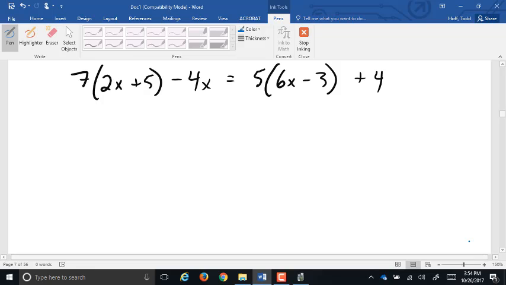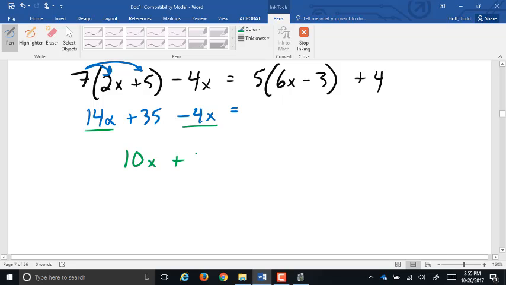So we're going to start out on the left side, combining what we can. We're going to multiply by the 7. So 7 times 2x is 14x. Good. 7 times 5, 35. We still have the negative 4x. And I'm going to stay on the left side and combine what I can there. What can I combine? 14x and negative 4x make 10x. So I've got 10x plus 35 on the left side.